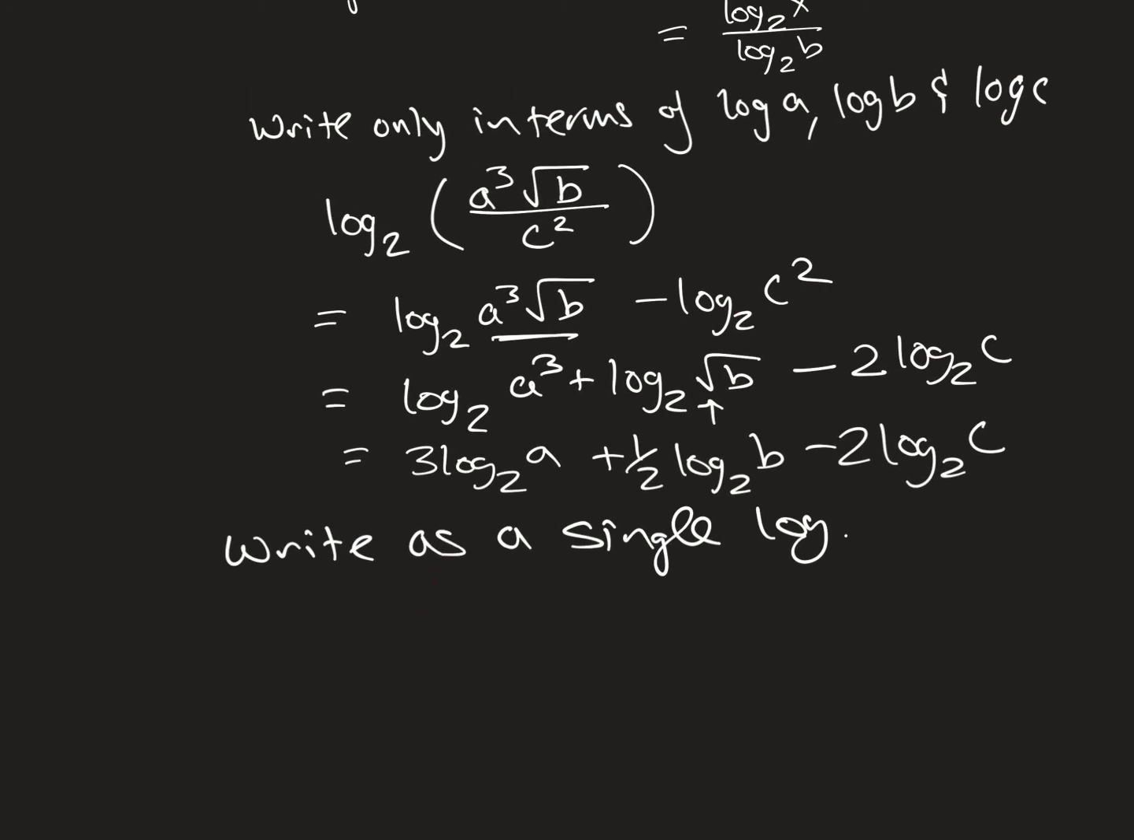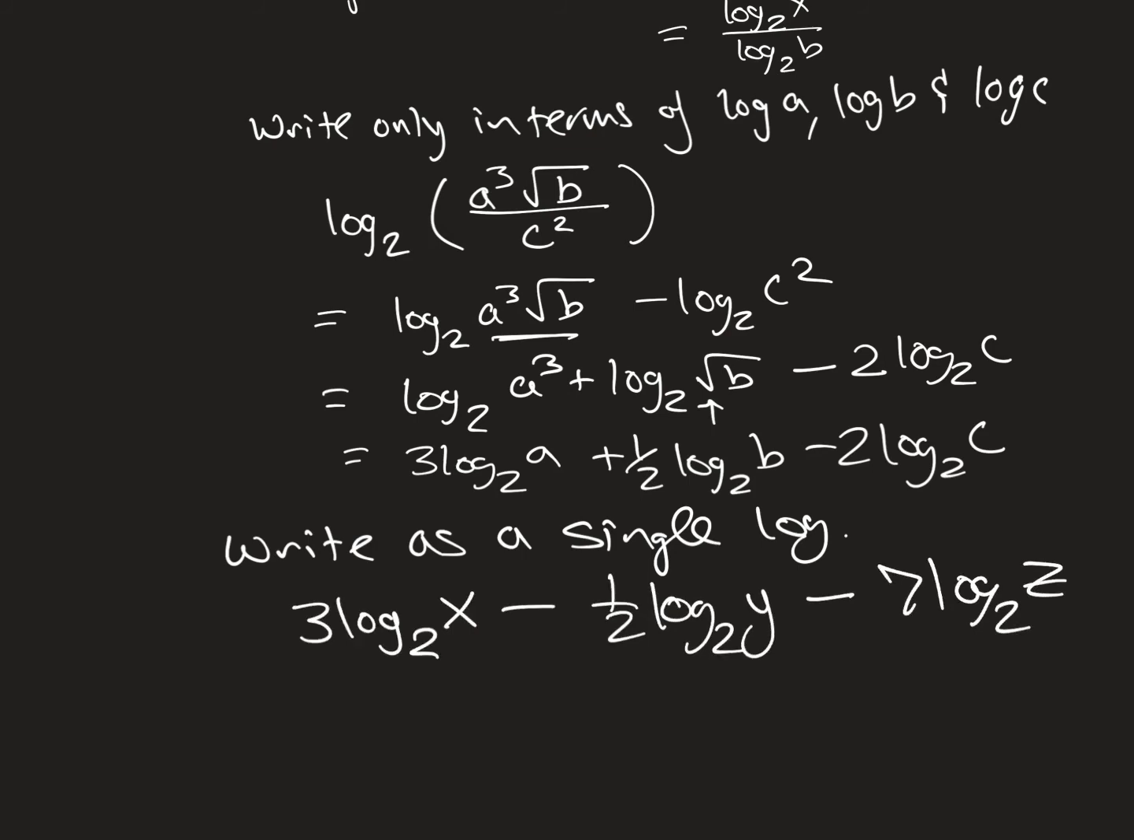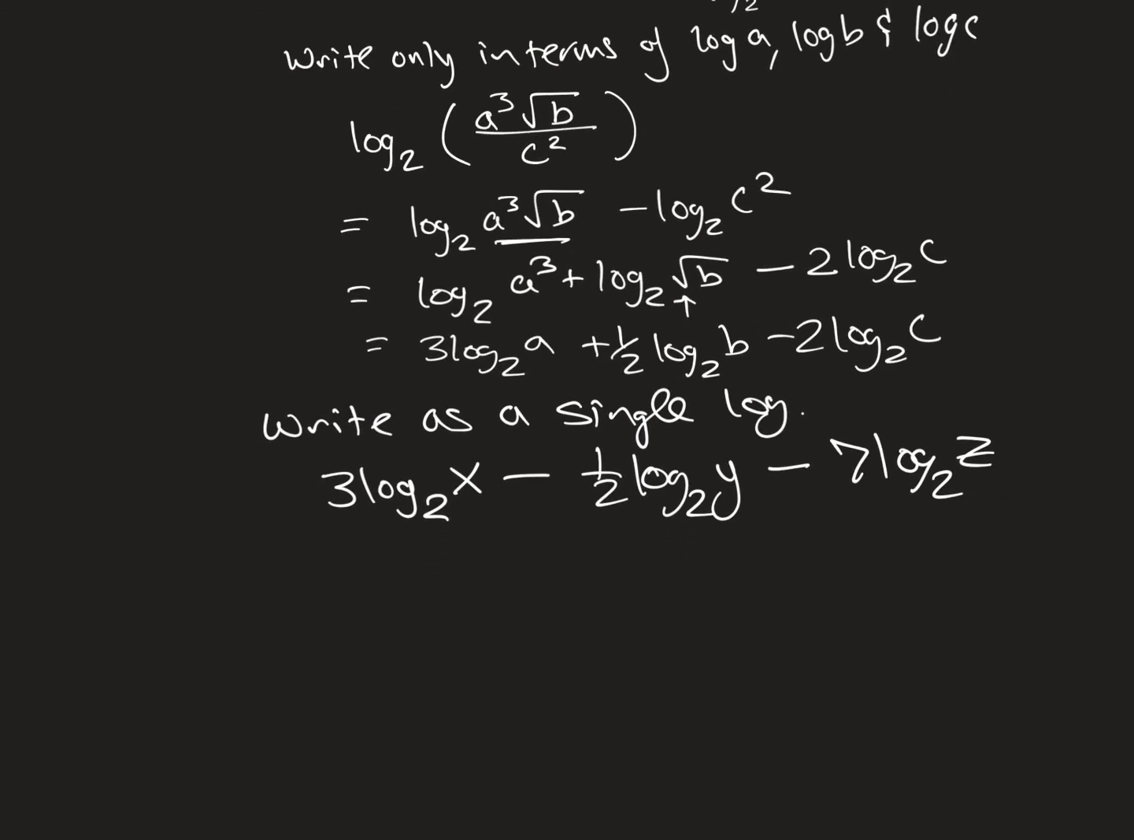And we had something like this. Let's stick with log base 2 just to make it easy. All right, what if I had 3 log base 2 of x minus, let's say, 1/2 log base 2 of y minus 7 log base 2 of z. Okay, well, to write as a single log, the rule that I always think of is, anything that has subtraction up front goes in the denominator.